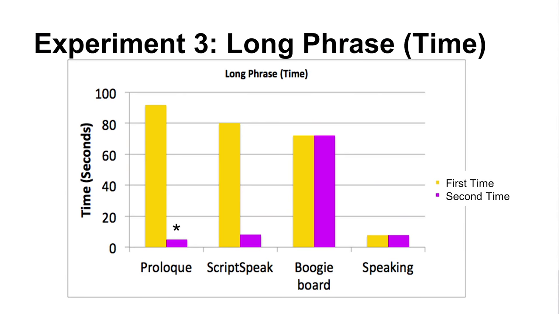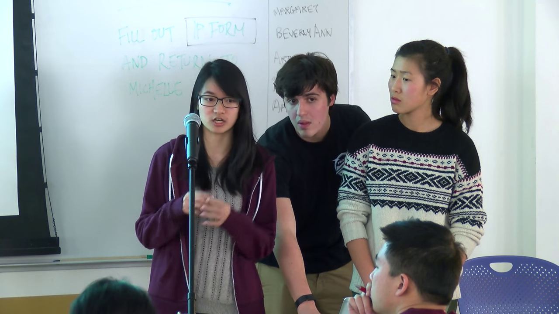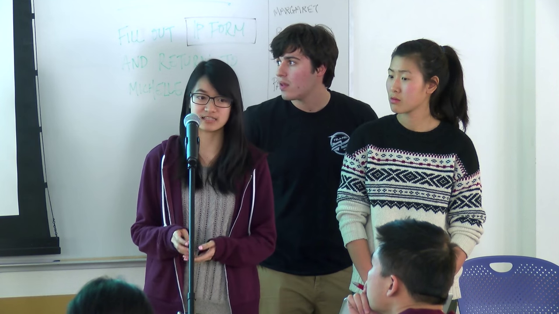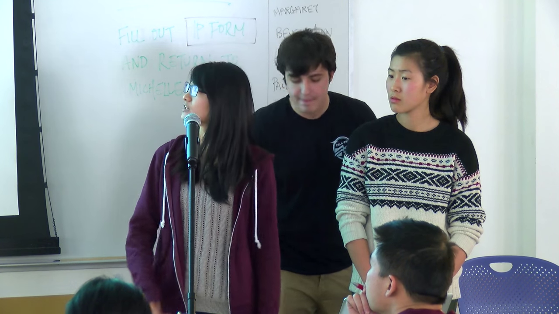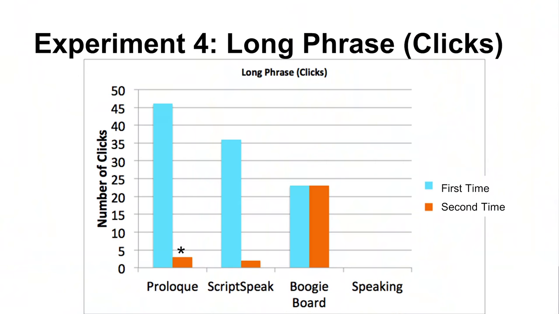And then we asked her to repeat the experiment, this time with a longer phrase. And as you can see, the second time it was a lot shorter. With Prologue, it seems like the second time is also a lot shorter, but actually it didn't really work. So she clicked it and the phrase was entered into her text multiple times, and she was very confused about it. So even though it was fast, it didn't work well. And as for the number of clicks, similarly, it was fewer clicks, but it didn't work. So that didn't accomplish the goal.